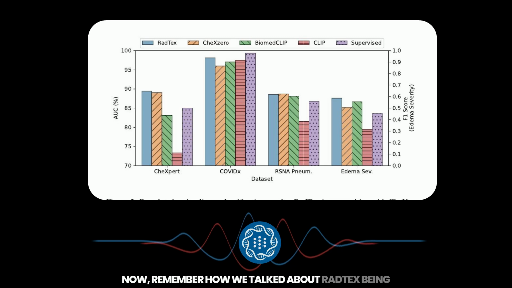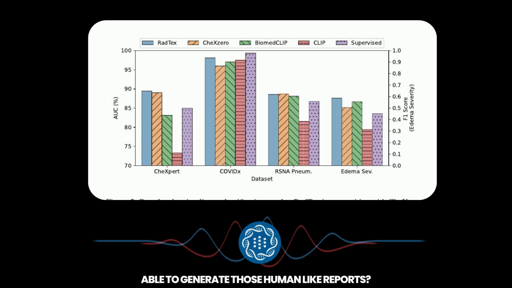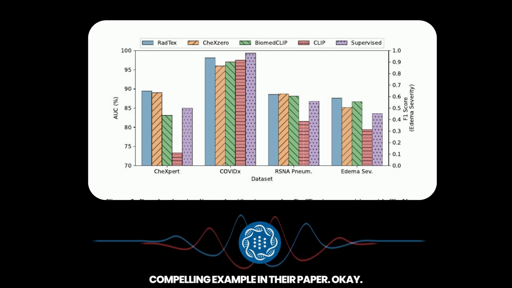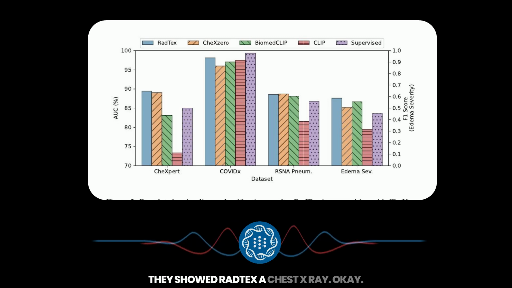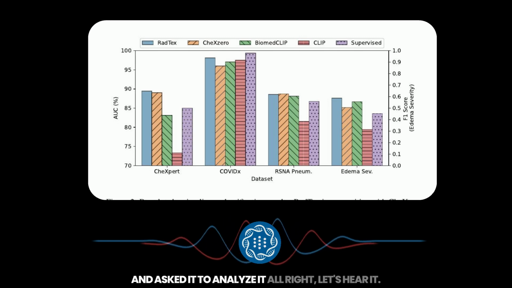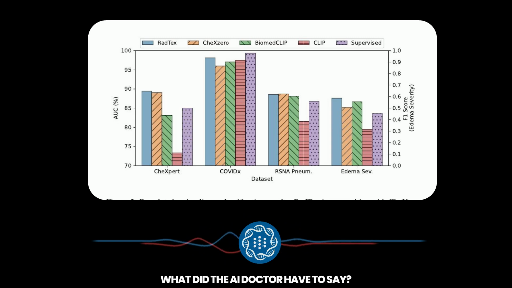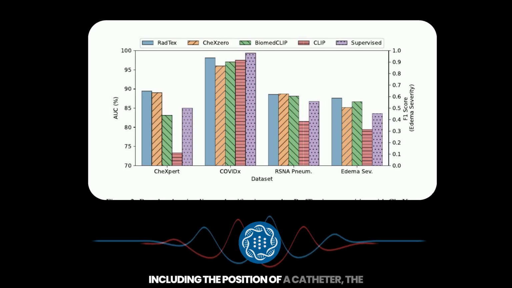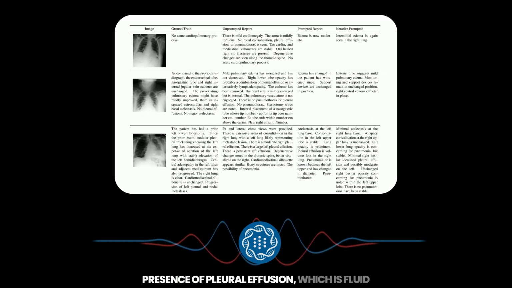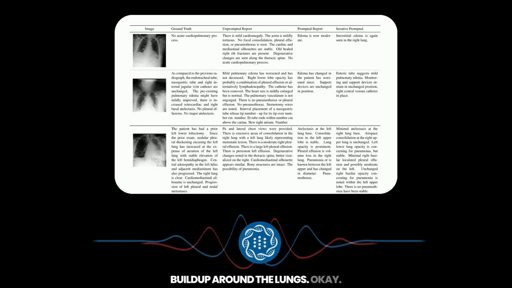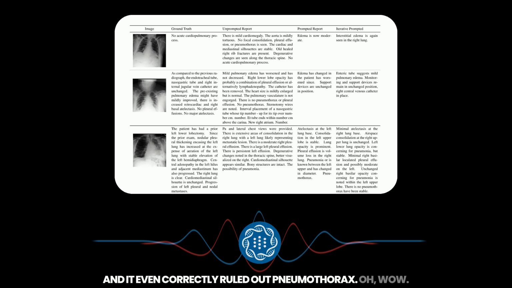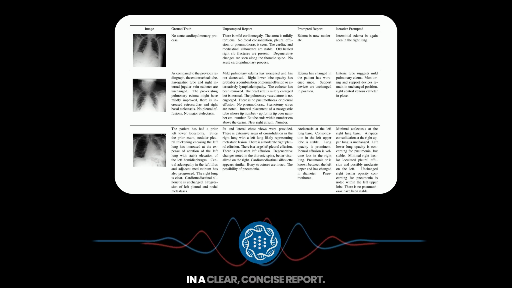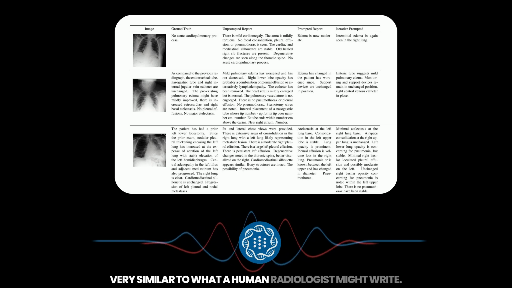Now, remember how we talked about RadTex being able to generate those human-like reports? The researchers actually included a really compelling example in their paper. They showed RadTex a chest x-ray and asked it to analyze it. What did the AI doctor have to say? RadTex successfully identified several key findings, including the position of a catheter, the presence of pleural effusion, which is fluid buildup around the lungs, and it even correctly ruled out pneumothorax, a collapsed lung. That's impressive. And it presented all of this in a clear, concise report, very similar to what a human radiologist might write.